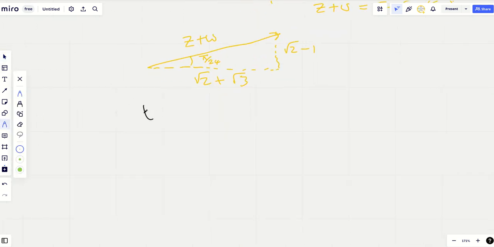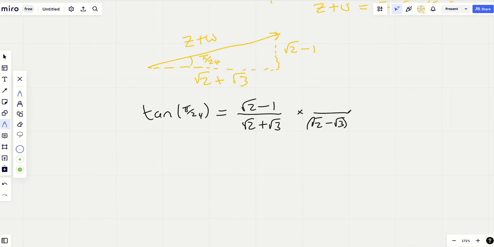And so I can now say tan of pi over 24 equals opposite, which is root 2 minus 1, over adjacent, which is root 2 plus root 3. Okay, now it's just a case of trying to turn it into their answer. So I'm going to times by root 2 minus root 3, top and bottom, rationalise the denominator. And that's going to equal, okay, on the top, right, firstly we're going to get minus 1 on the bottom.